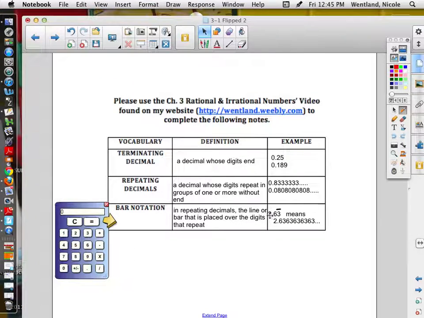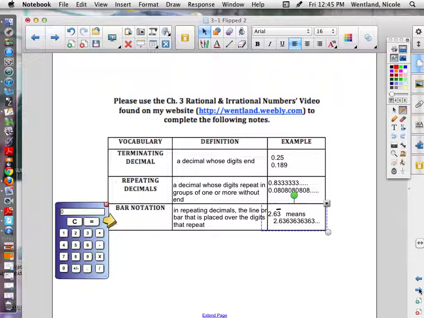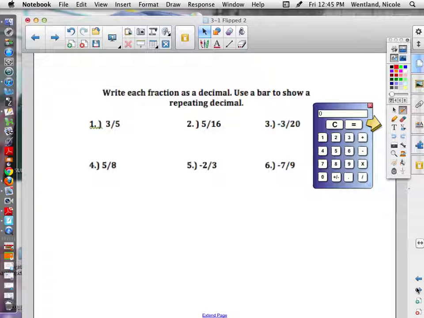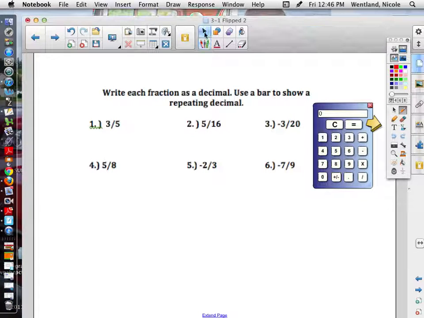So for example here, 2.63 with the line over it means 2.63636363... But to save room in your writing, the most simplified way to write it is with the line over the top. We're now going to look at a few examples. To begin, we're going to write each fraction as a decimal. Use a bar notation to show a repeating decimal. This can be done in a calculator.